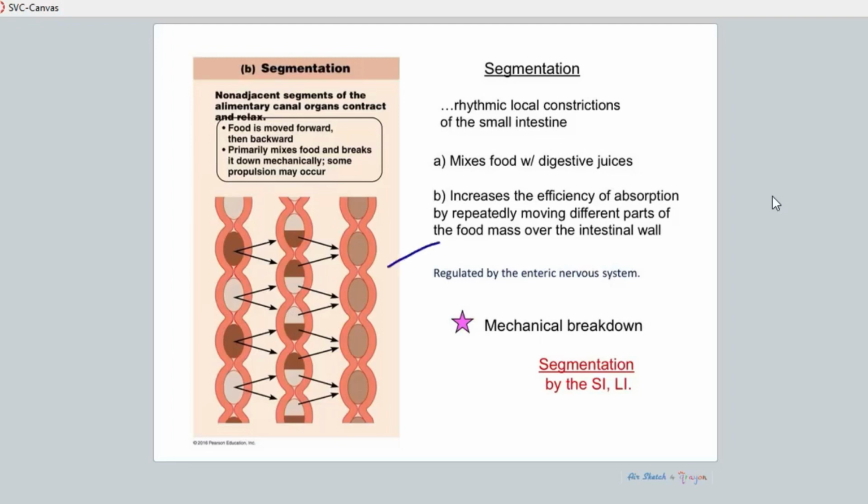What layer of the small intestine is going to be responsible for this segmentation? The muscularis layer, okay, the muscularis externa, just like peristalsis. And just like peristalsis, this is going to be regulated by the enteric nervous system. So the wall of the GI tract detects stretch, then it works back and causes these constrictions because of it. And we're going to find segmentation not only in the small intestine, but the large intestine as well.